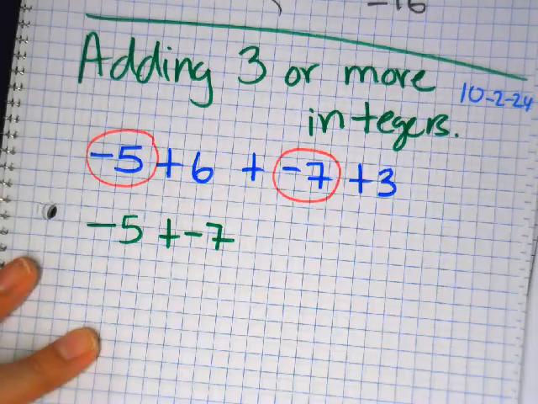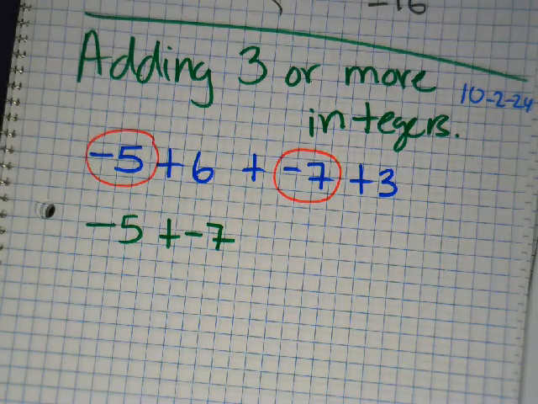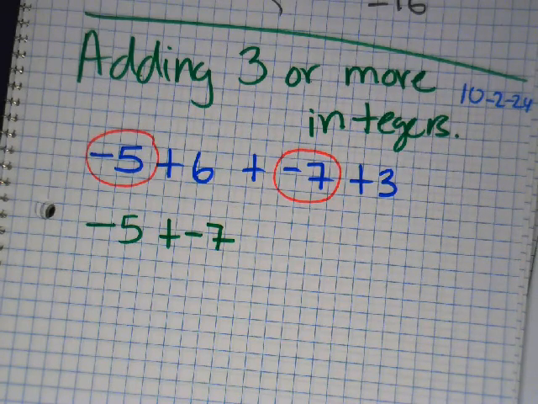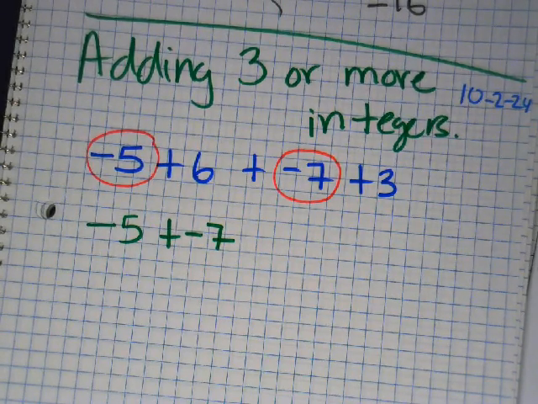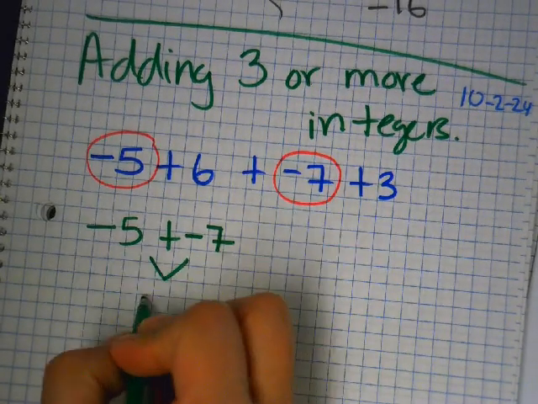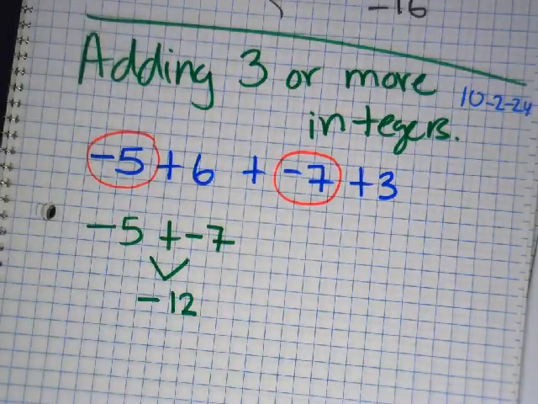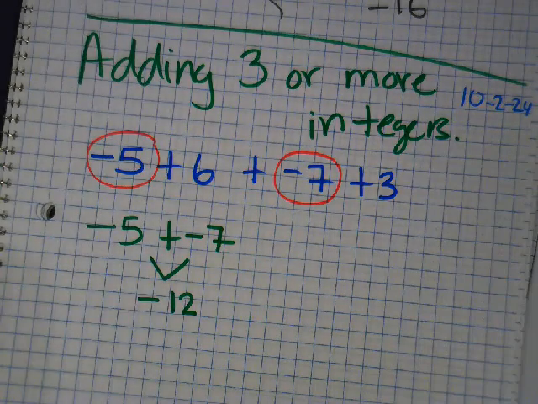Okay. So we have these 2 negatives. I'm going to put the 2 negatives together. -5 plus -7. What is -5 plus -7? So this gives me -12. The 2 negative numbers give me -12.